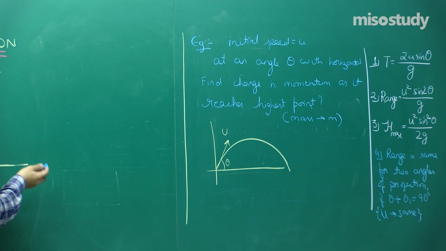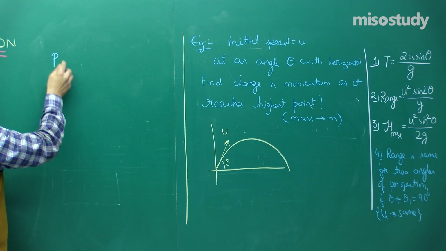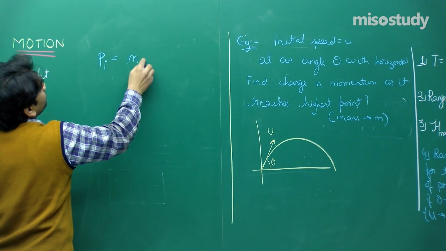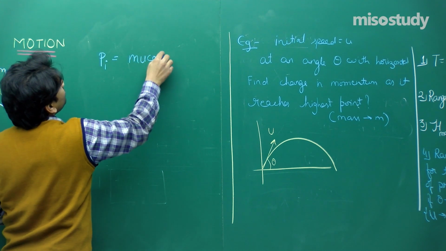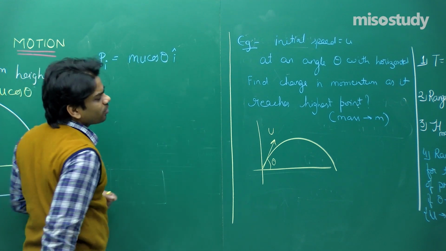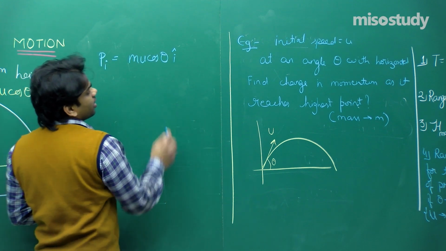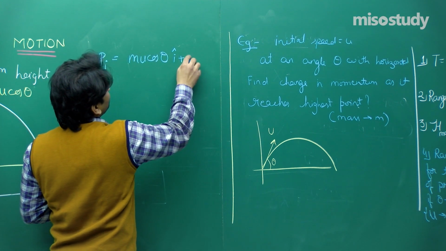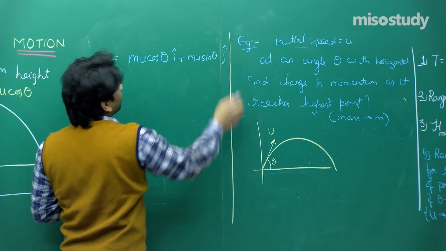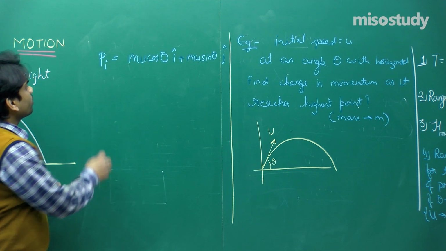So the initial momentum along the x-axis, we are marking this as p_i, will be given as mu cos theta i cap, that will be the momentum along the x direction, and the momentum along the y direction will be mu sin theta j cap. So plus mu sin theta j cap. Not a problem, we have just written the same initial momentum in terms of i cap and j cap.